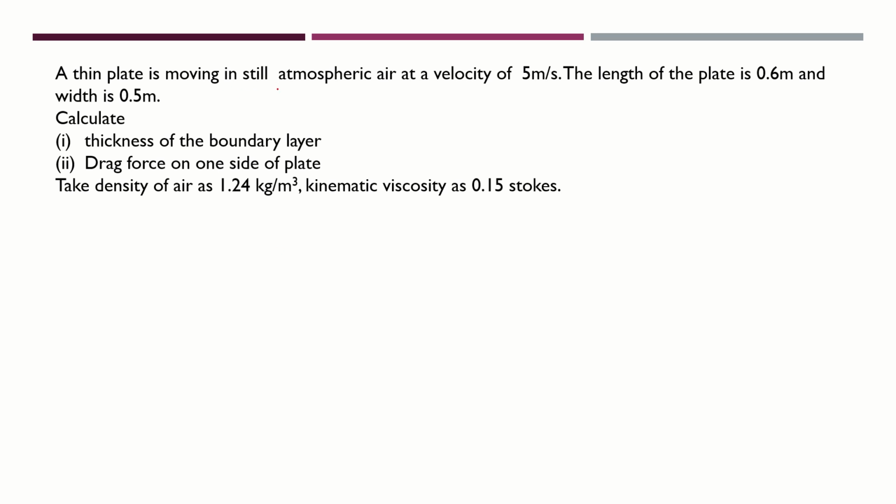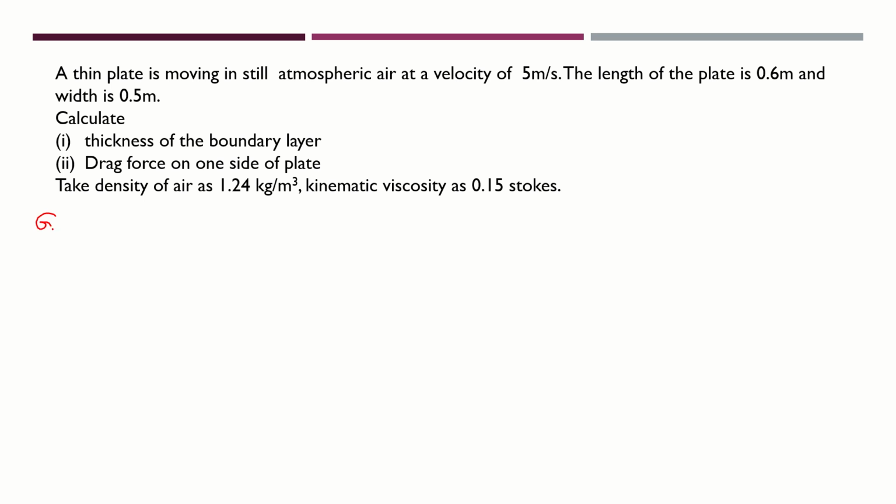A thin plate is moving in still atmospheric air at a velocity of 5 meter per second. The length of the plate is 0.6 meters and width is 0.5 meters. Calculate the thickness of the boundary layer and the drag force on one side of the plate, by taking density of air as 1.24 kg per meter cube and kinematic viscosity as 0.15 stokes.